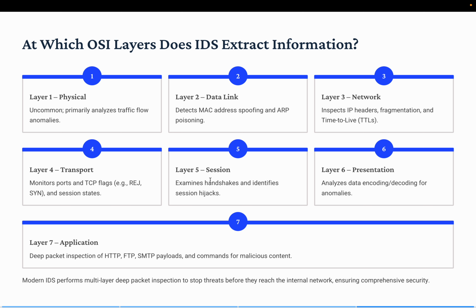On layer 5, it examines the handshakes and identifies session hijacks. On layer 6, it analyzes data encoding and decoding for anomalies. On layer 7, deep packet inspection of HTTP, FTP, SMTP payloads and commands for malicious content is done. This ensures that at each and every layer, deep packet inspection is performed so that the threats can be stopped before they reach the internal network, causing comprehensive security damage.